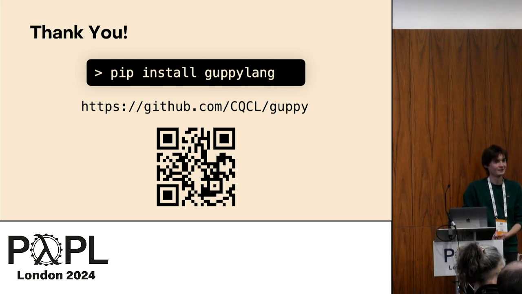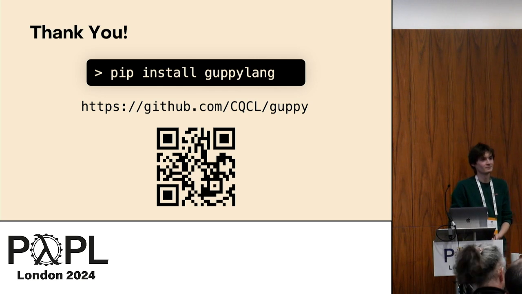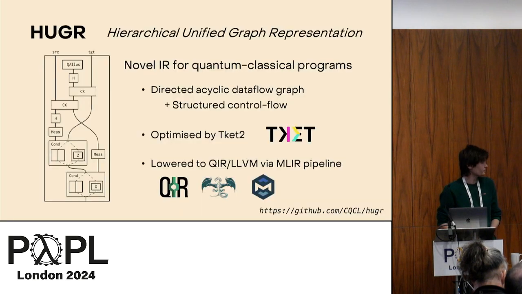I was wondering about deployment to real quantum hardware. Do you plan to compile it down to QASM or to QIR? I didn't know about this QIR intermediate representation. Is that executable on quantum hardware?